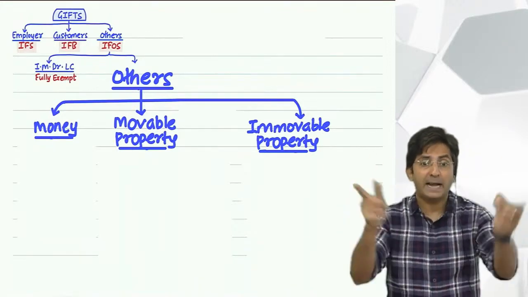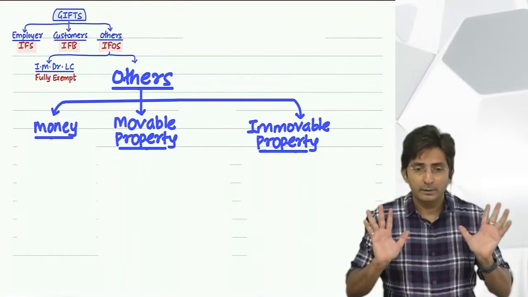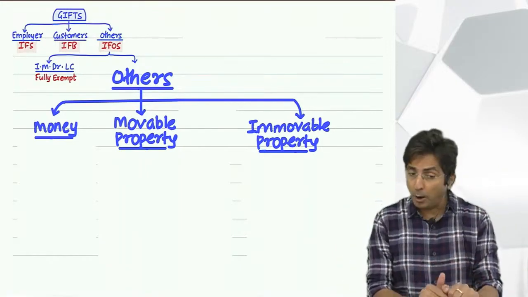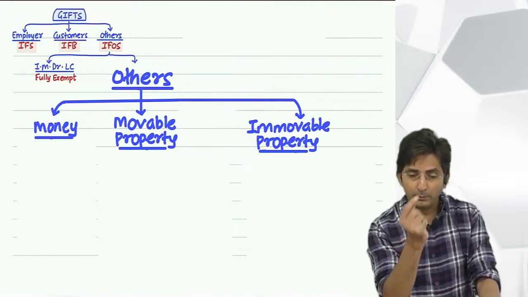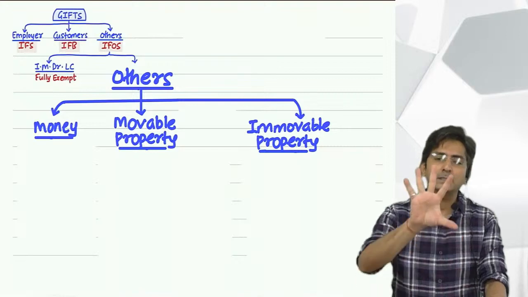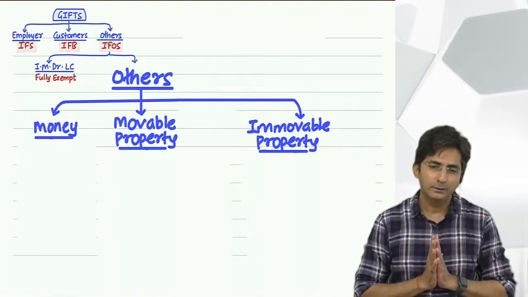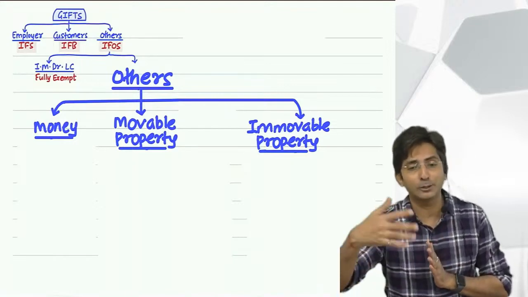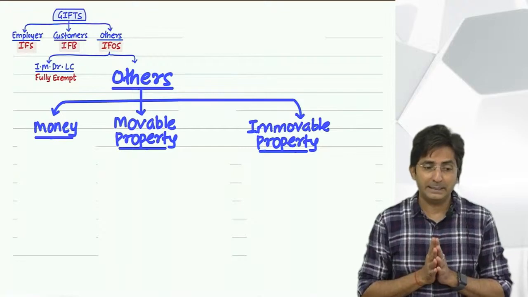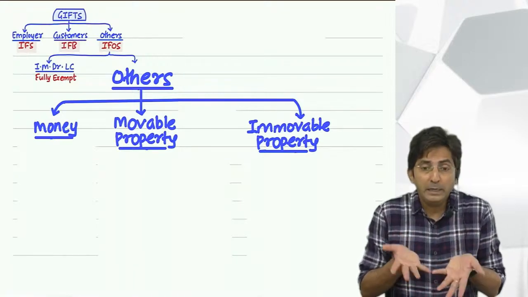And if the total for the whole year comes to 50,000, then it is exempt. If it is above 50,000, even if it is just 1 rupee above, it is taxable. In such a case, what should you do? If someone is giving you a gift of 51,000, you say, I respect your gift, but give me only 50. Take your 1,000 back. Because instead of 50, if he is giving you 51, it will become fully taxable.